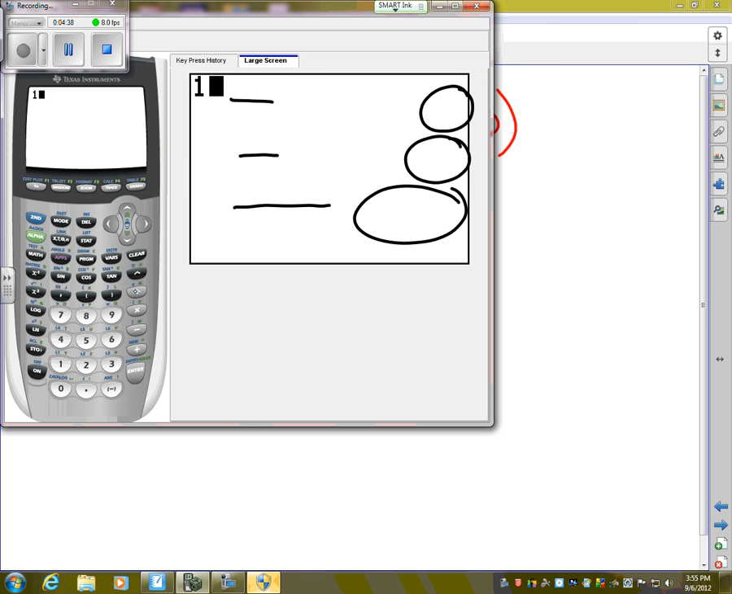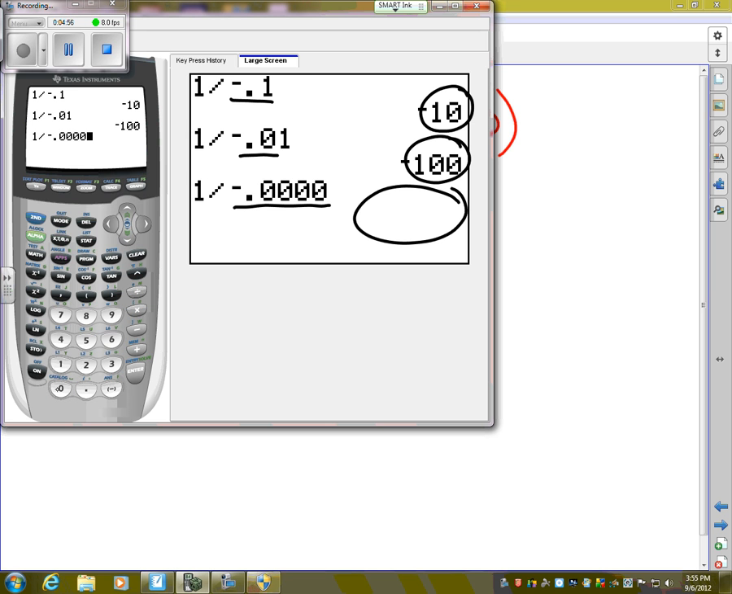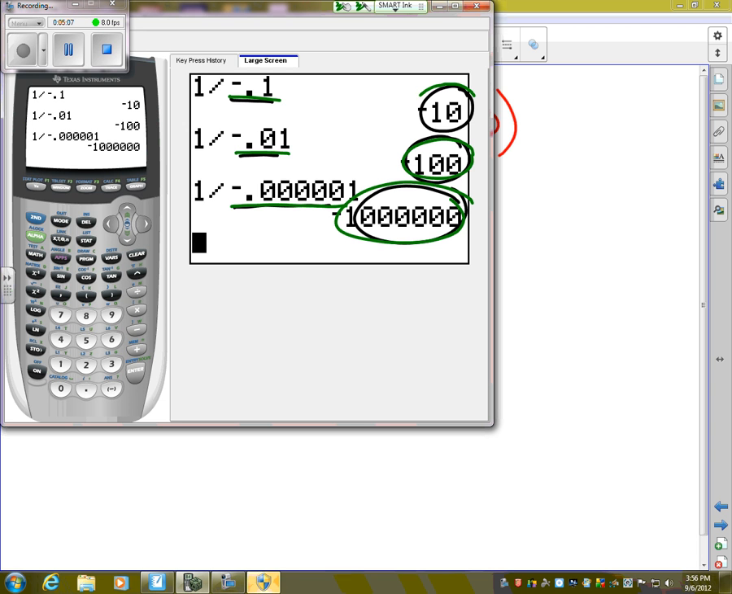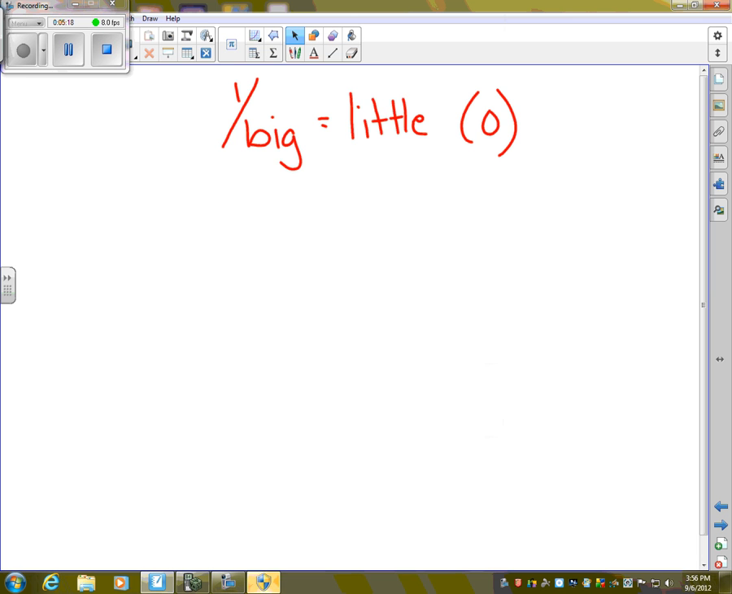So let's do 1 divided by negative 0.1. We're going to get negative 10. 1 divided by negative 0.01. Or 1 divided by negative, a bunch of zeros there. And again, as these values are getting smaller, our answers are actually getting bigger in absolute value, although they're negative numbers. So we want to kind of consider those big negative numbers. Okay, so then let's kind of summarize that.